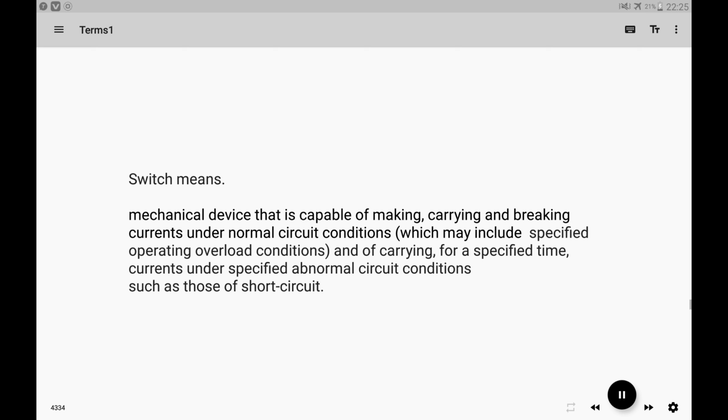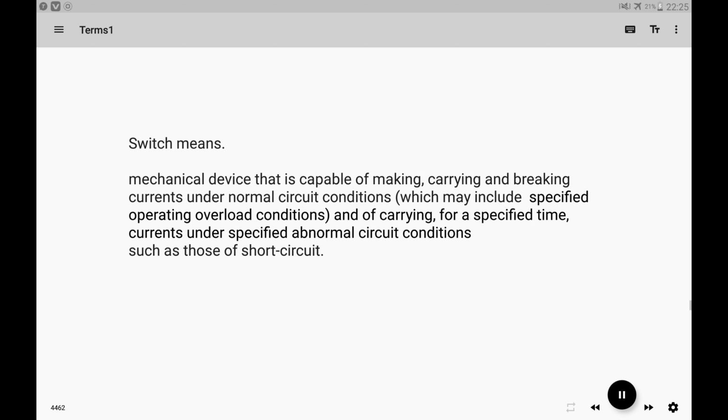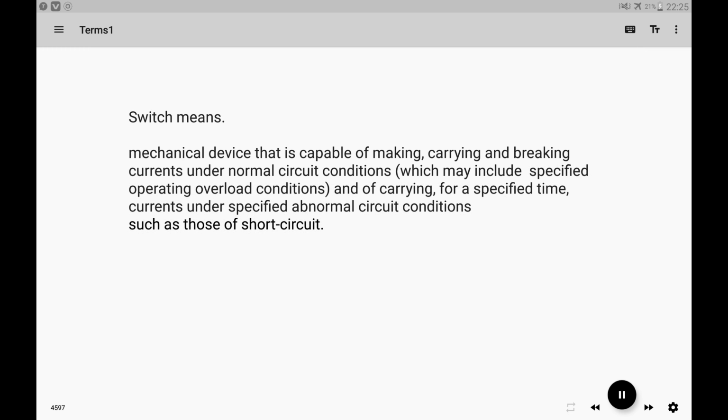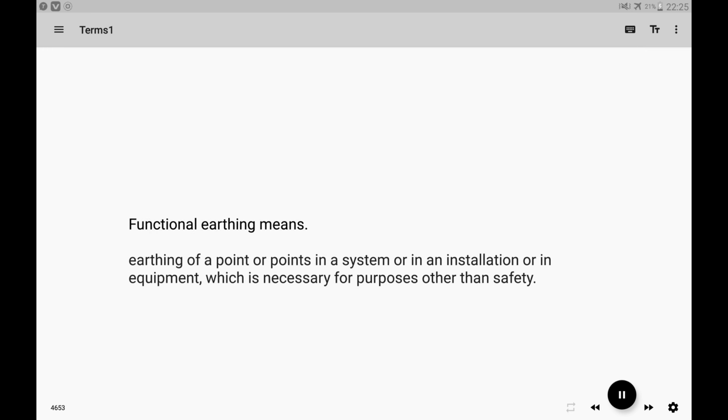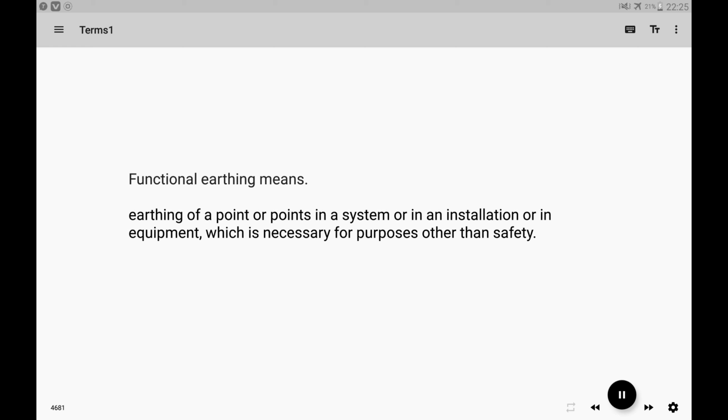Switch means mechanical device that is capable of making, carrying, and breaking currents under normal circuit conditions, which may include specified operating overload conditions, and of carrying, for a specified time, currents under specified abnormal circuit conditions, such as those of short circuit. Functional earthing means earthing of a point or points in a system or in an installation or in equipment which is necessary for purposes other than safety.